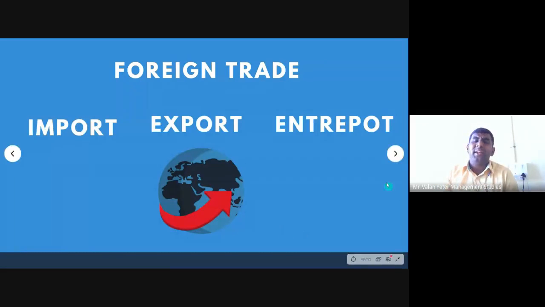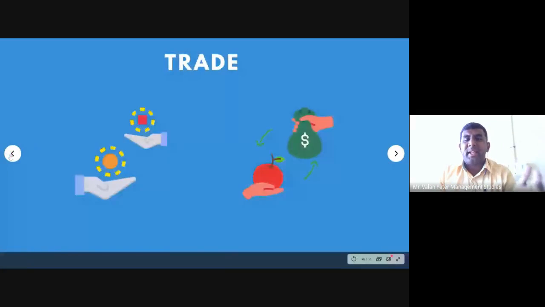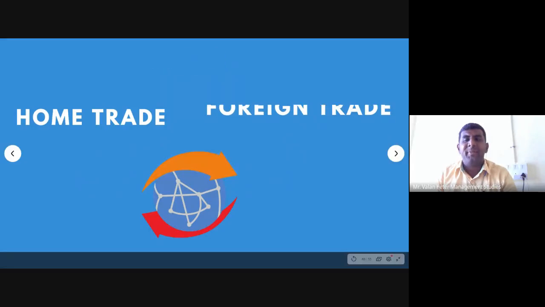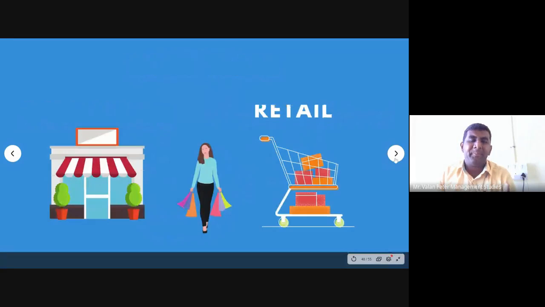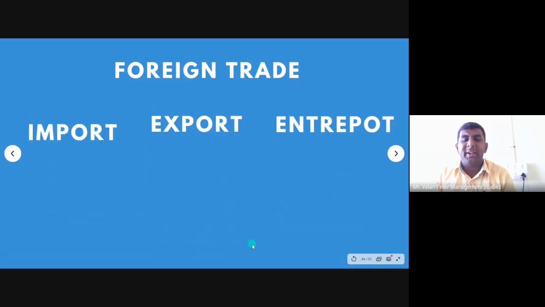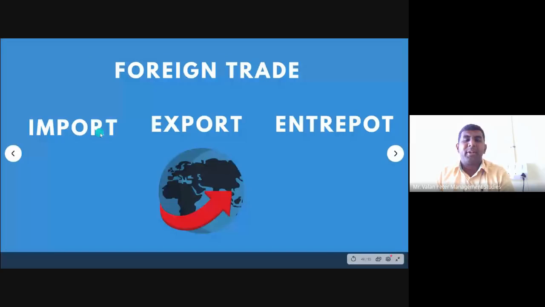Okay, so these are three different types of foreign trade: import, export, and entrepot. So this is the classification of trade. Trade means exchange of services and goods, or transferring of services and goods from one person to another, where a person is able to buy or willing to buy. So that is called trade. Trade we classify into two: home trade and foreign trade. Home trade has wholesale and retail, and in foreign trade we have export, import, and entrepot.